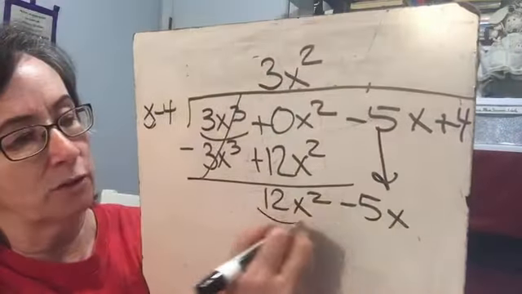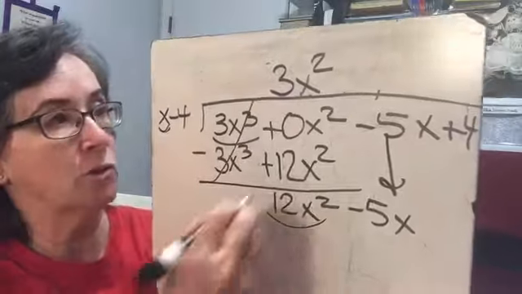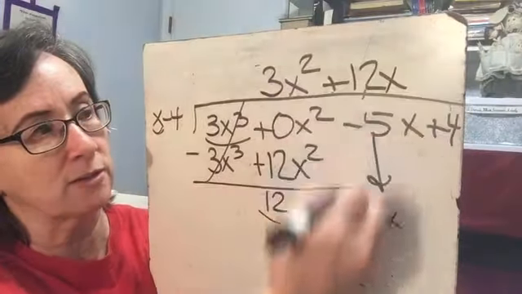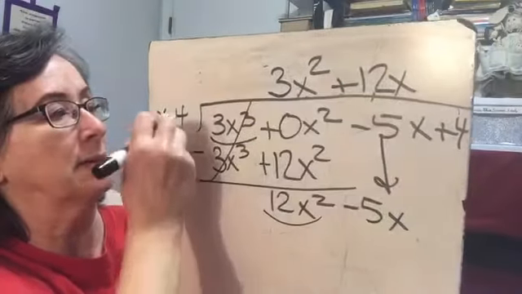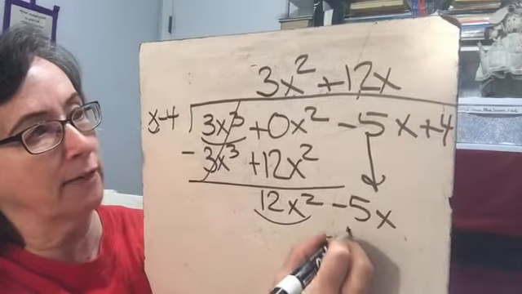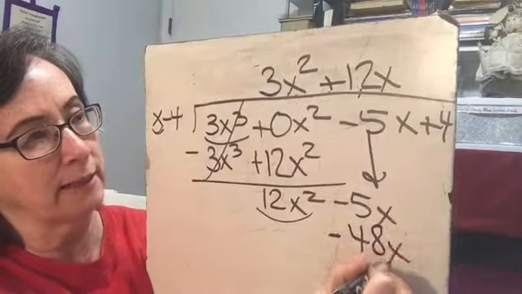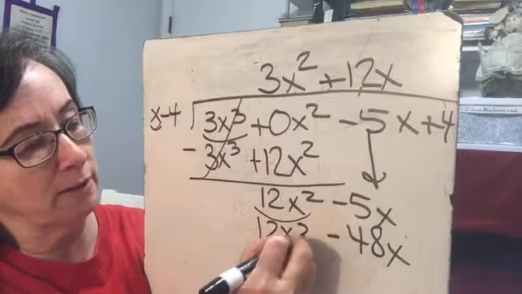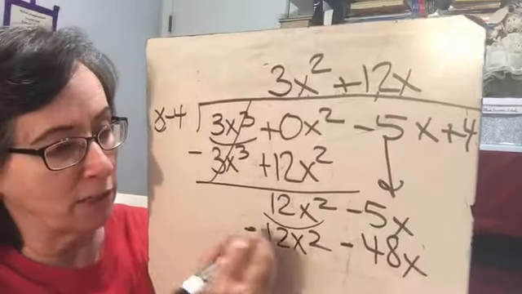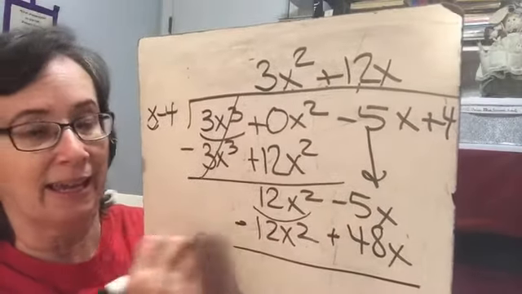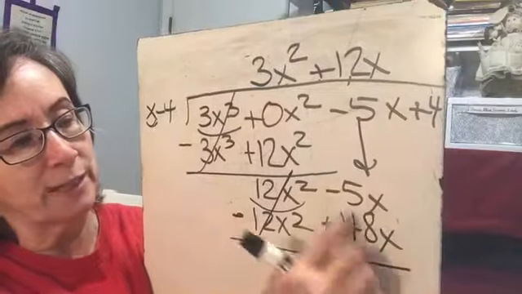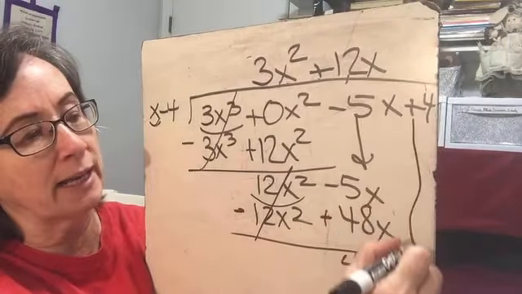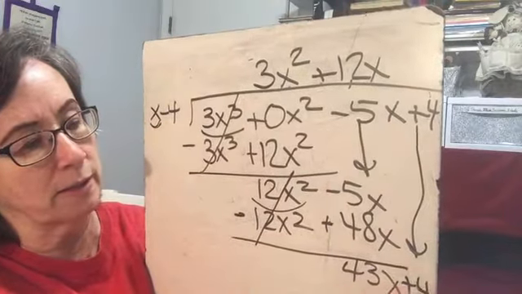X into 12x squared goes 12x times above the x column. 12x times a negative 4 is a negative 48x. 12x times an x is a 12x squared. I'm subtracting, so I change both signs and I add. This goes out. 48 take away 5 is 43x. Bring down the last little 4 plus 4.